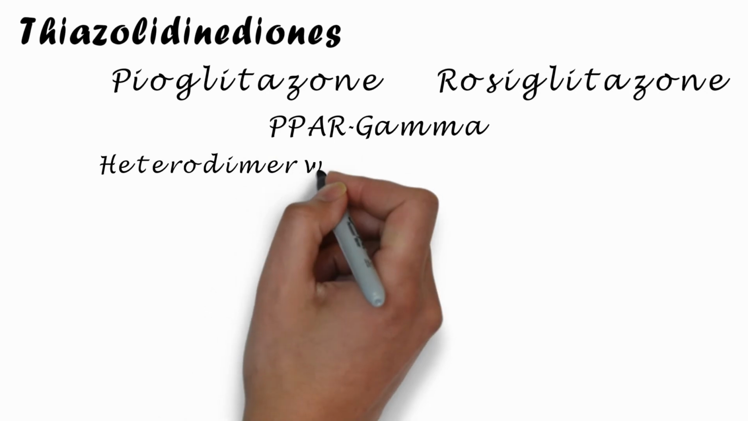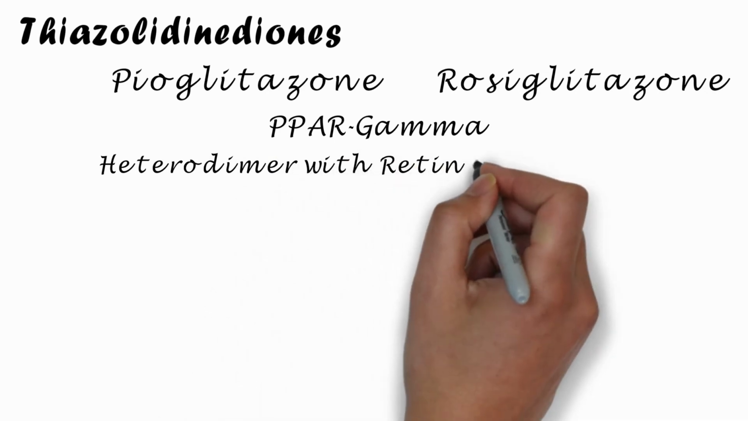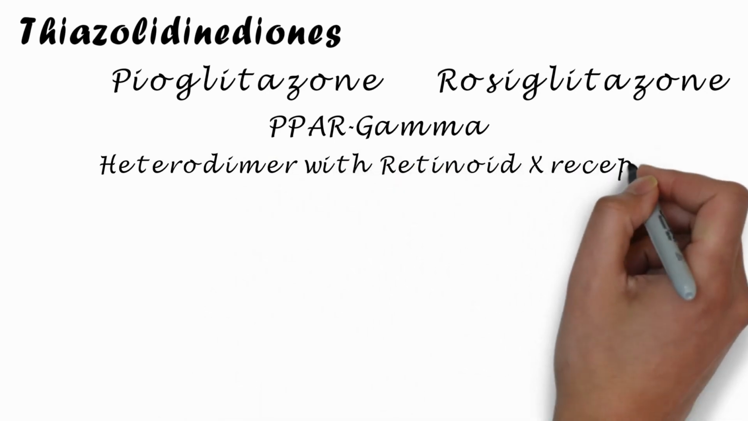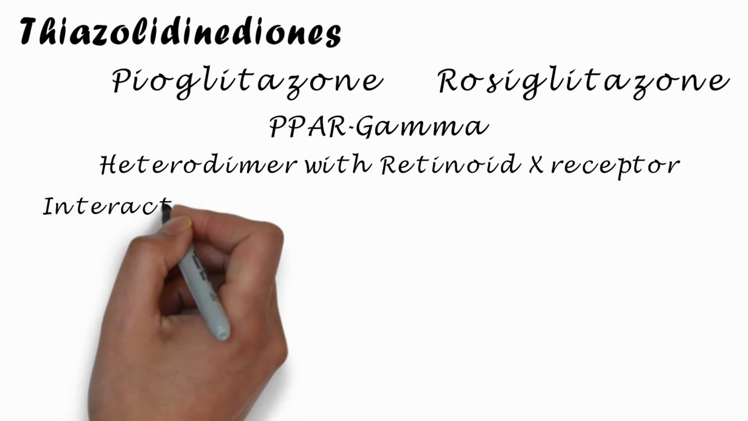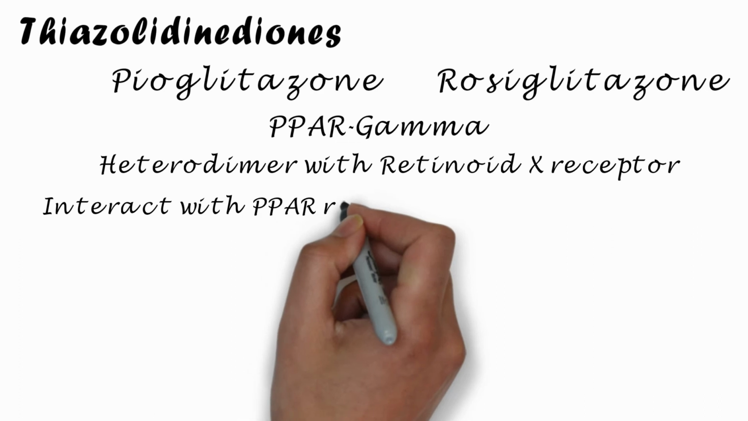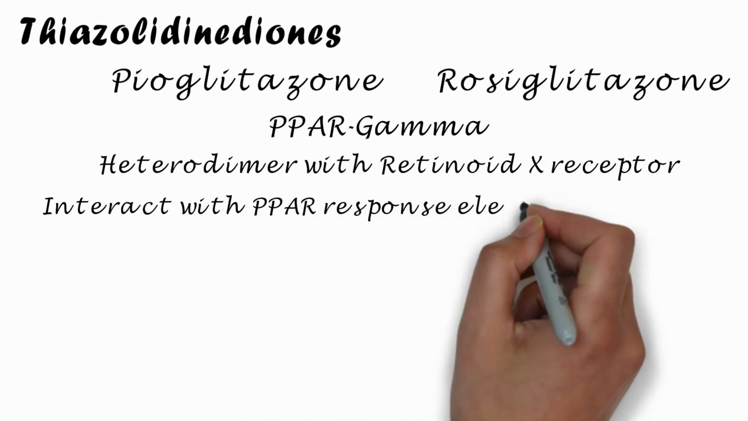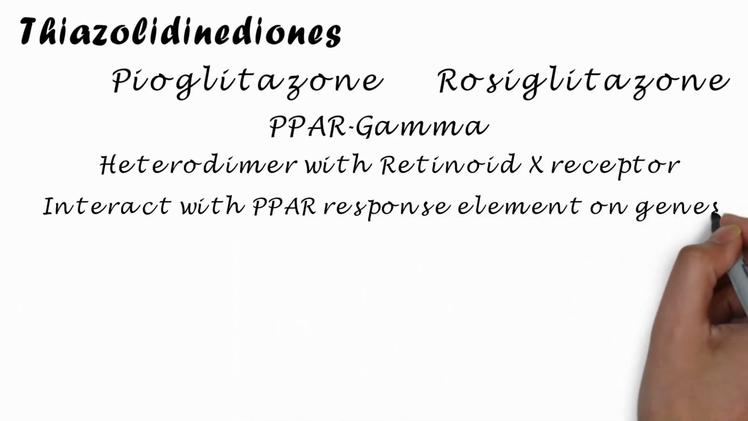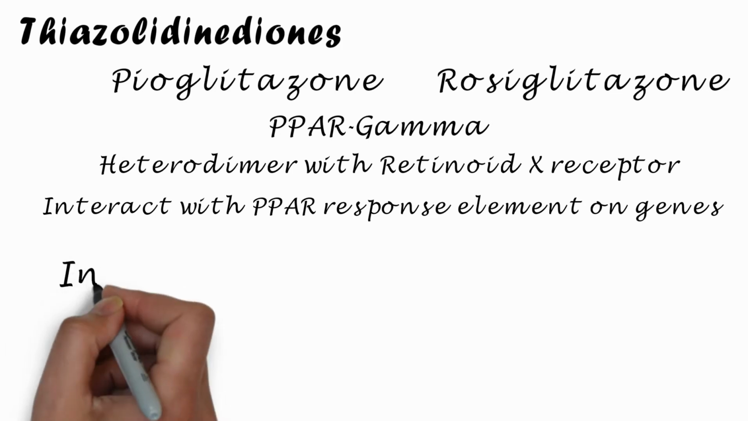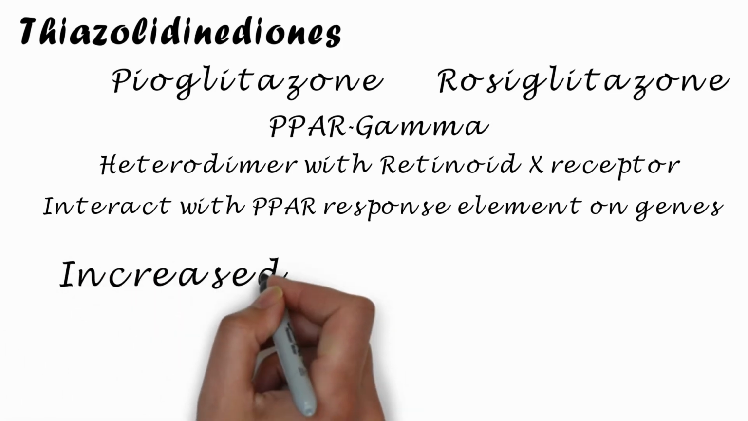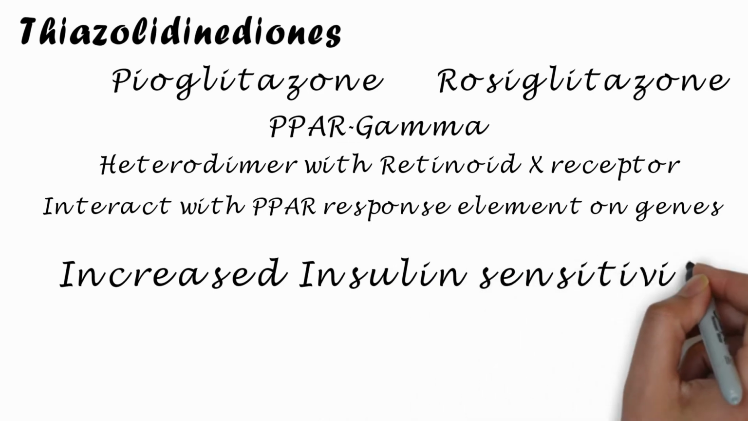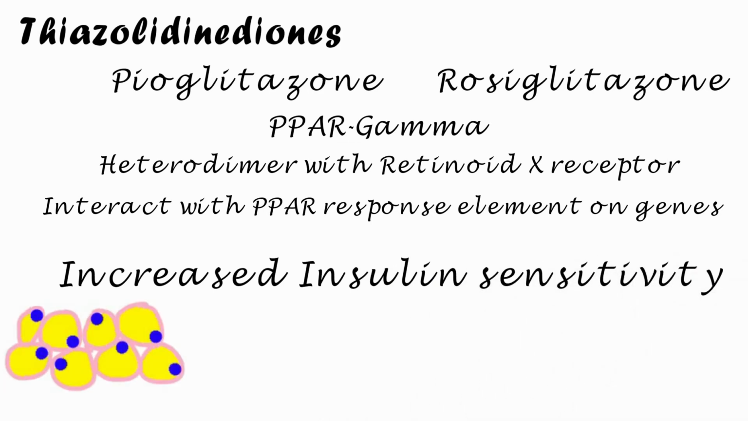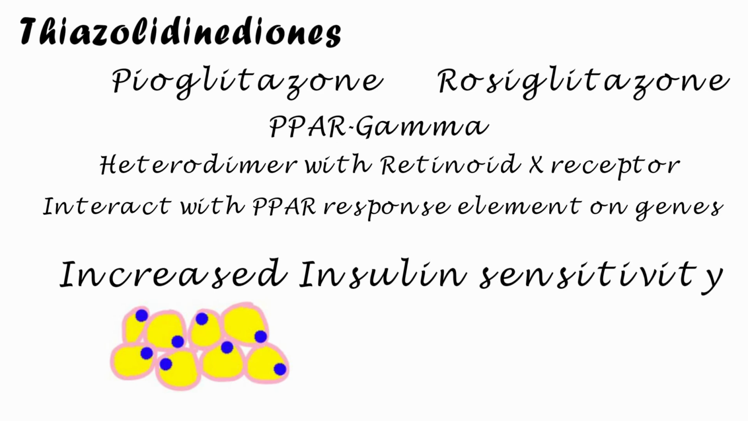When these ligands bind to this receptor, it forms a heterodimer with retinoid X receptor and interacts with the PPAR response element on genes involved in lipid and glucose metabolism, insulin signal transduction, and adipocyte and other tissue differentiation. The overall action shown by these agents is to increase insulin sensitivity and increase glucose uptake into adipocytes.